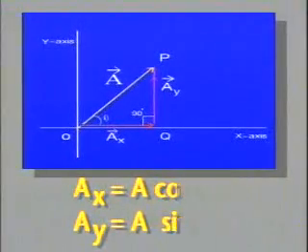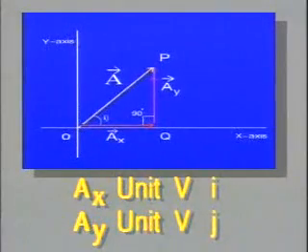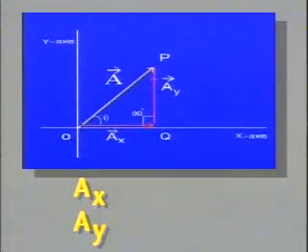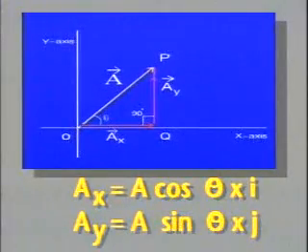Since AX is along the x-axis, its direction is given by unit vector i. The direction of AY is given by unit vector j. So that in vector form, vector AX is equal to A cos theta into unit vector i, and vector AY is equal to A sin theta into unit vector j.